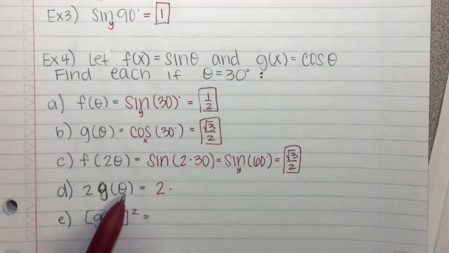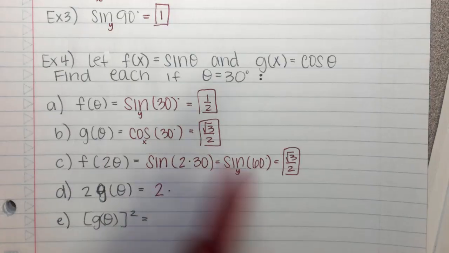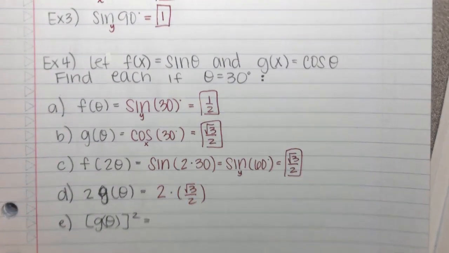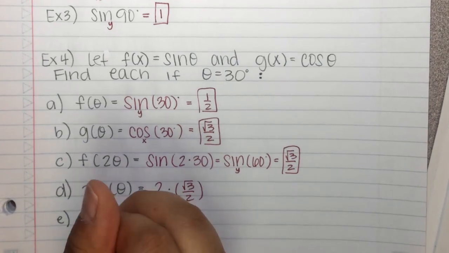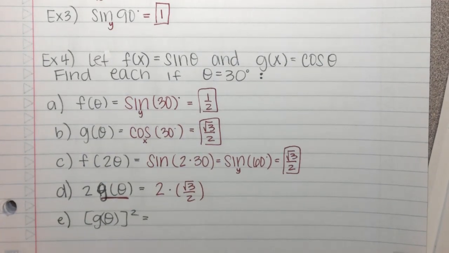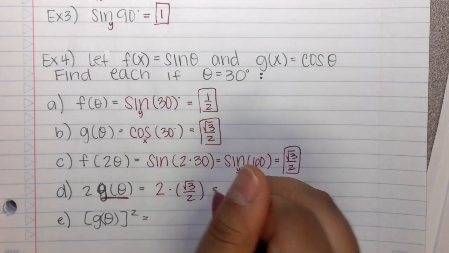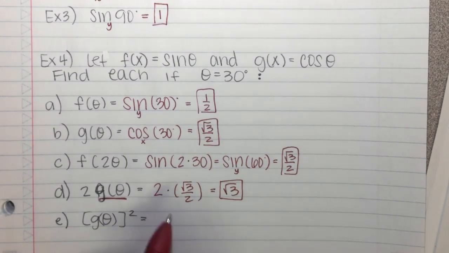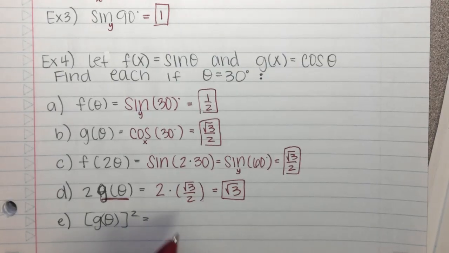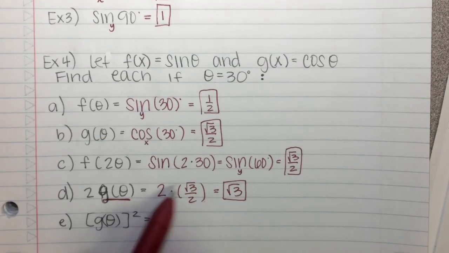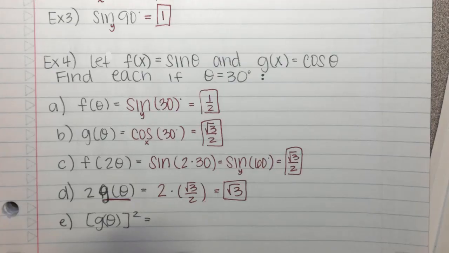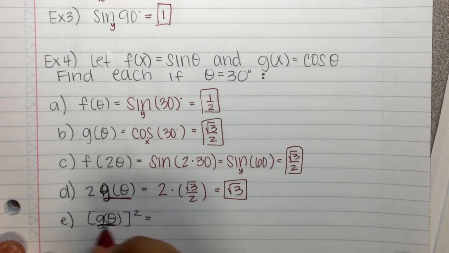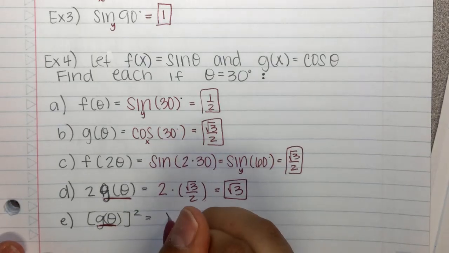Do y'all agree we already found g of theta up here? So I'm just going to fill it in. What's 2 times the square root of 3 over 2? Because your 2's cancel. Yeah, you could get 2 square roots of 3 over 2, but they cancel. Reduce it, please. Last one. What is g of theta again? Square root of 3 over 2.